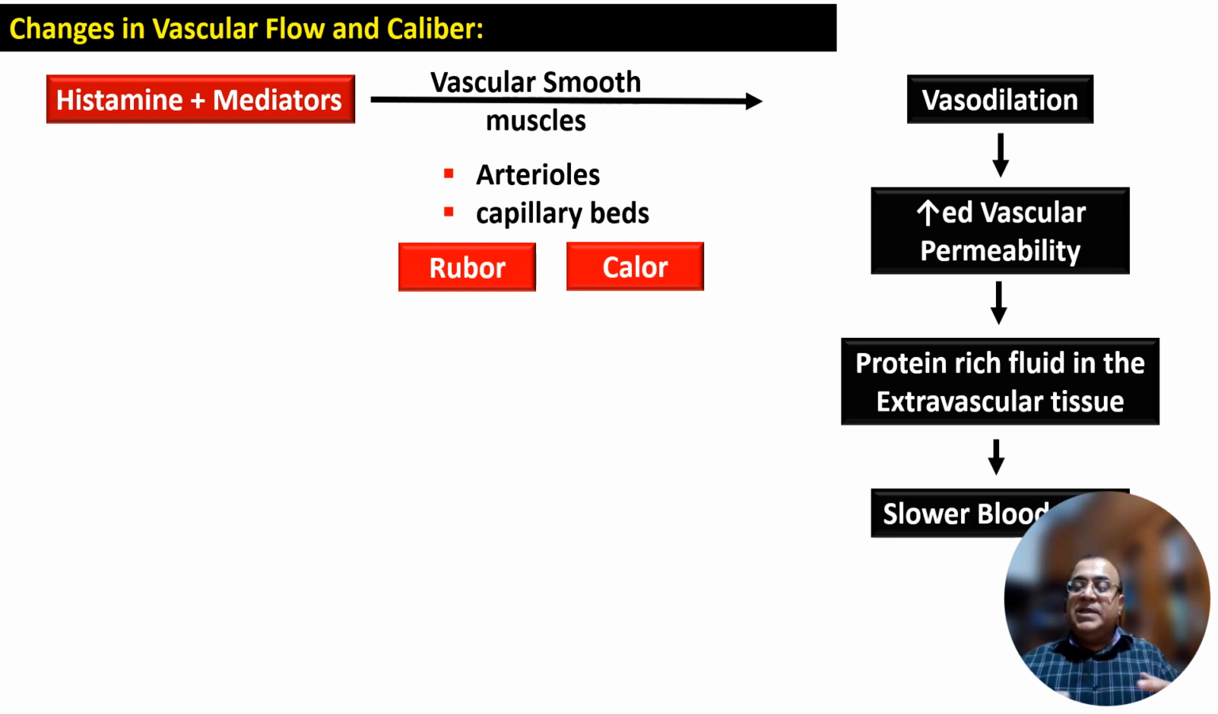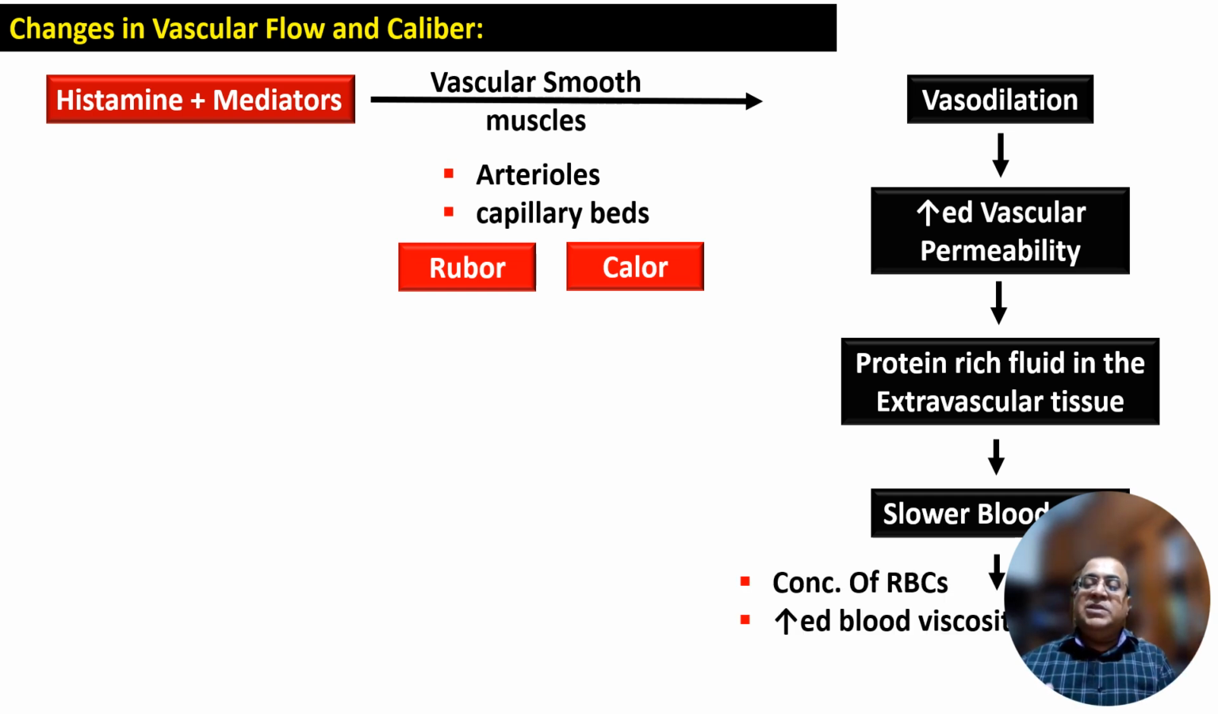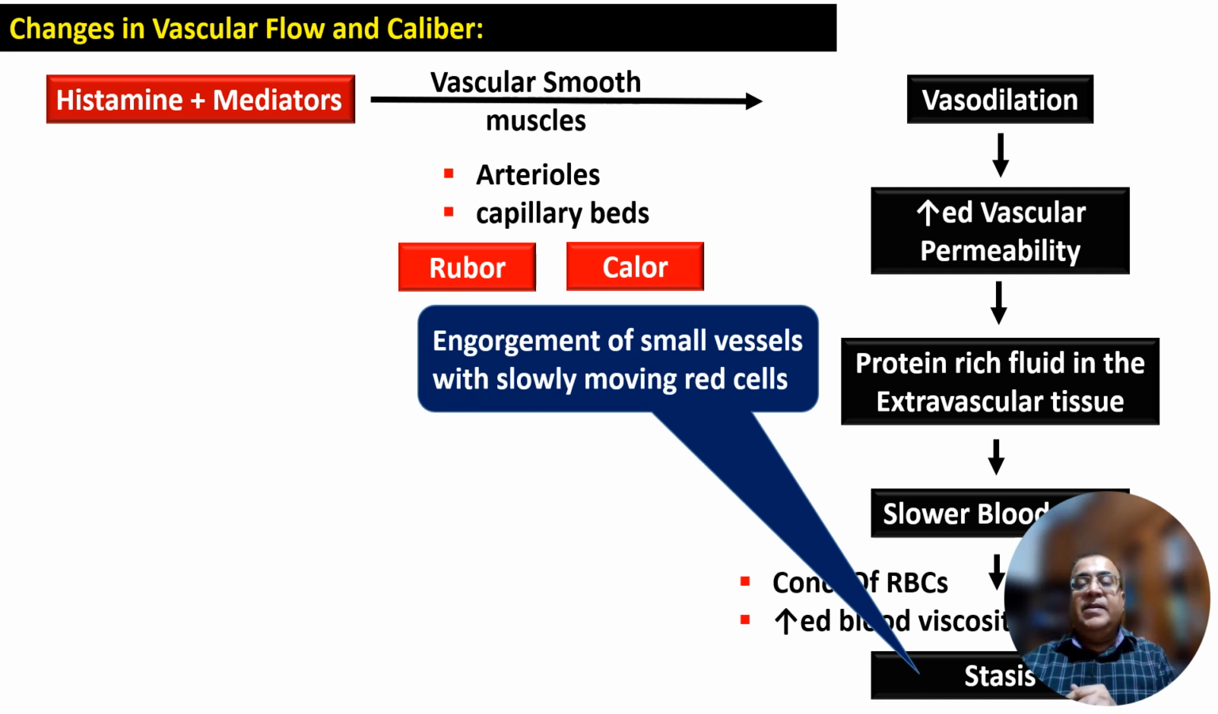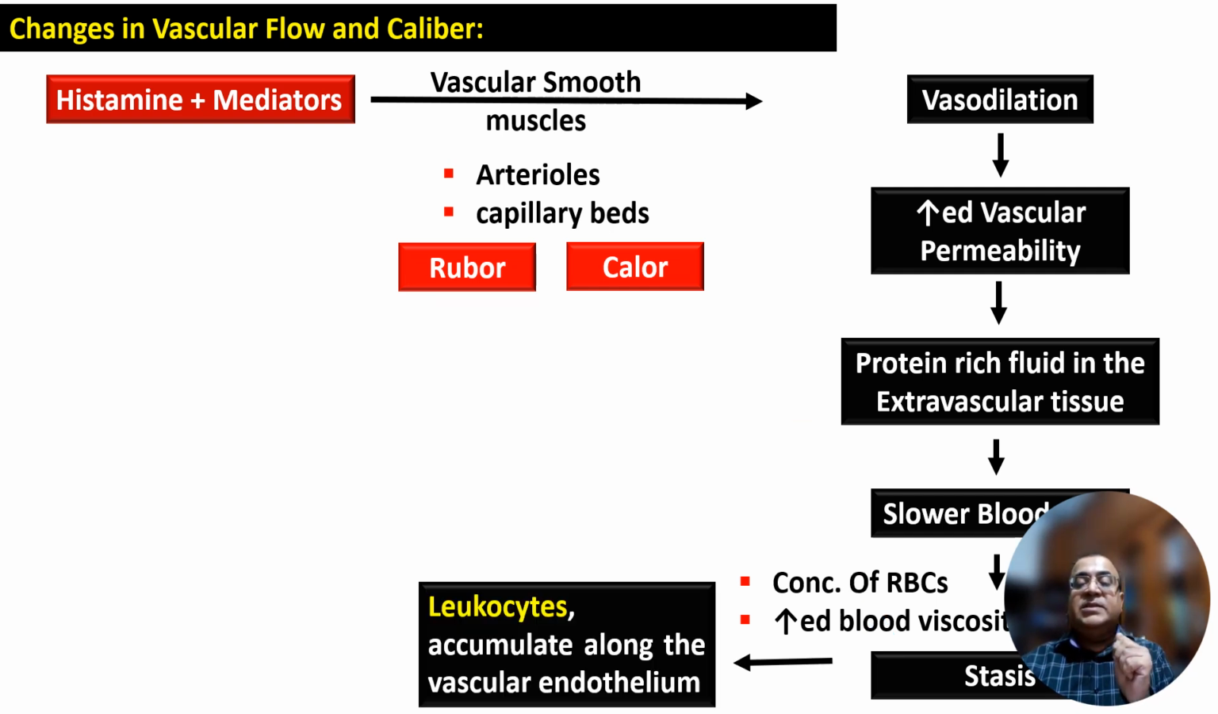There is obviously a stagnation of the blood, and the blood flow to that particular area is slowed down. So the concentration of the RBCs is increased, and also the blood viscosity as a result is increased. So this is the stasis. Then this stasis results in engorgement of small vessels with slowly moving red cells.